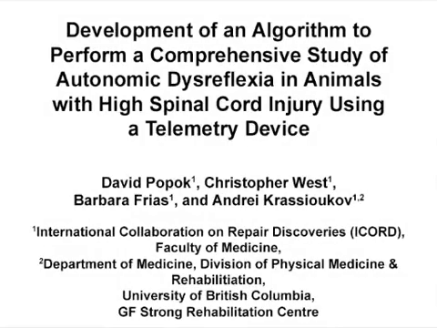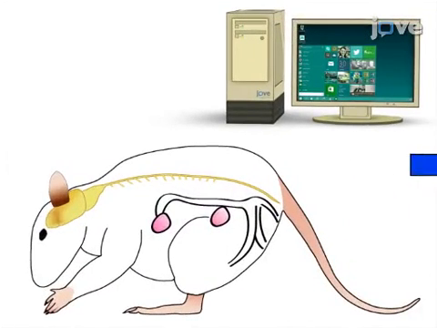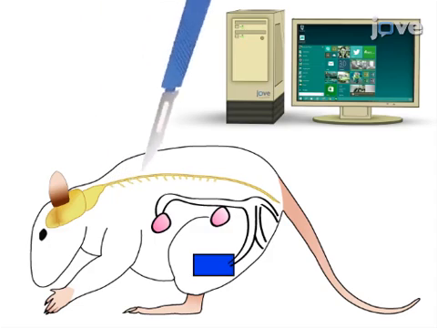The overall goal of this procedure is to characterize the temporal development and progression of autonomic dysreflexia, or AD, using AD detection software in a rodent spinal cord injury model. This is accomplished by first implanting a telemetry device into the abdominal aorta to monitor beat-by-beat continuous arterial blood pressure and heart rate. 14 days later, the T3 spinal cord segment is completely transected.